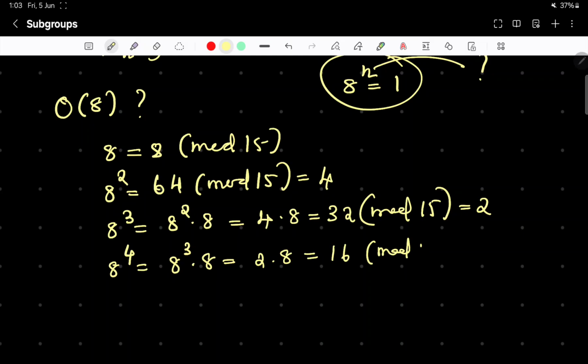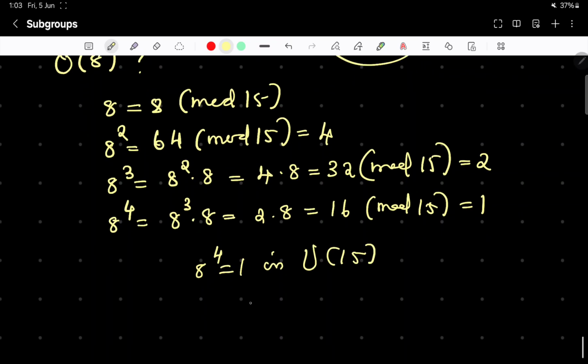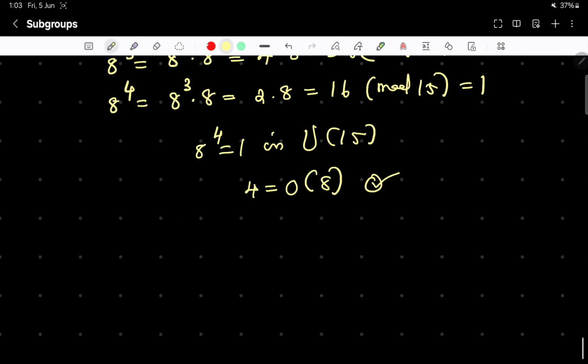Now 16 mod 15 is equal to 1. So what happened is 8 raised to 4 is 1 in U15. That means you got the identity. That means 4 is the order of 8. Okay, so this is the method. Depending on the operation, the idea will change. So let's see one more example in an additive group.